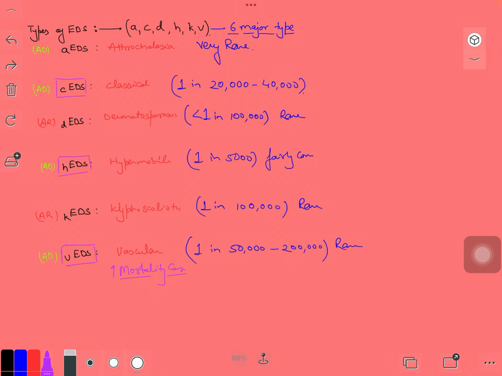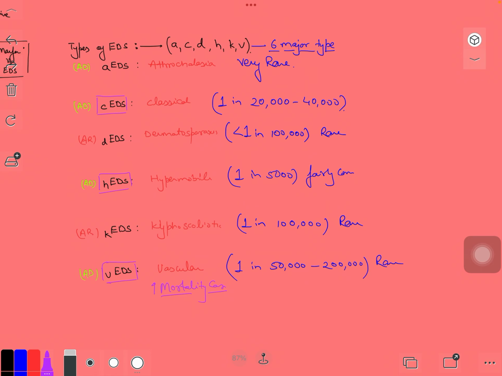Now let's talk about the genes and the protein. Genes are again not that important, but if you want to remember, you can. The first one is A type. It is present on chromosome number 17, Q part. The classical type is present on two different chromosomes: chromosome number 9Q and chromosome number 2Q. Again, you don't need to remember all the chromosomes. If you still want to remember, just remember for C, H, and V type.